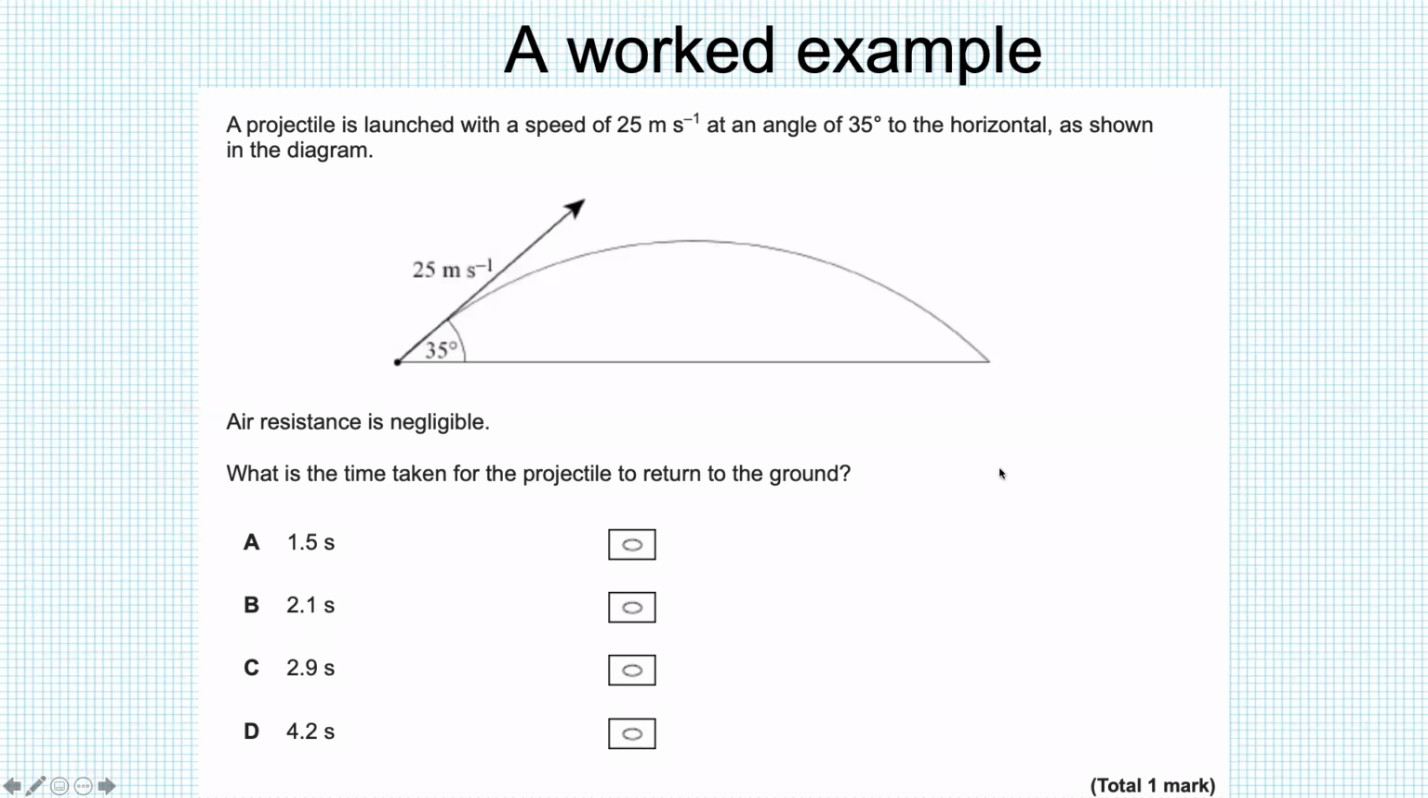Okay, so this is a worked example for this exam question. A projectile is launched with a speed of 25 meters per second at an angle of 35 degrees to the horizontal as shown. Air resistance is negligible. What is the time taken for the projectile to return to the ground?